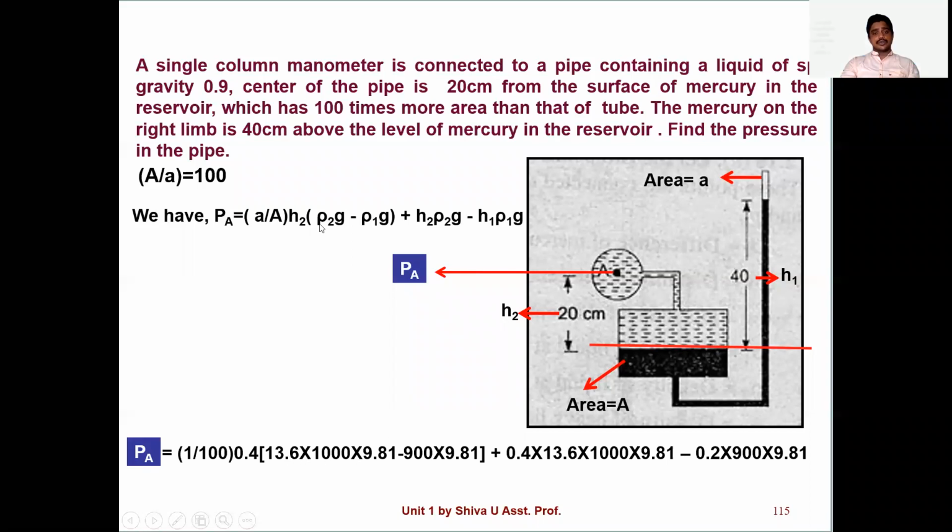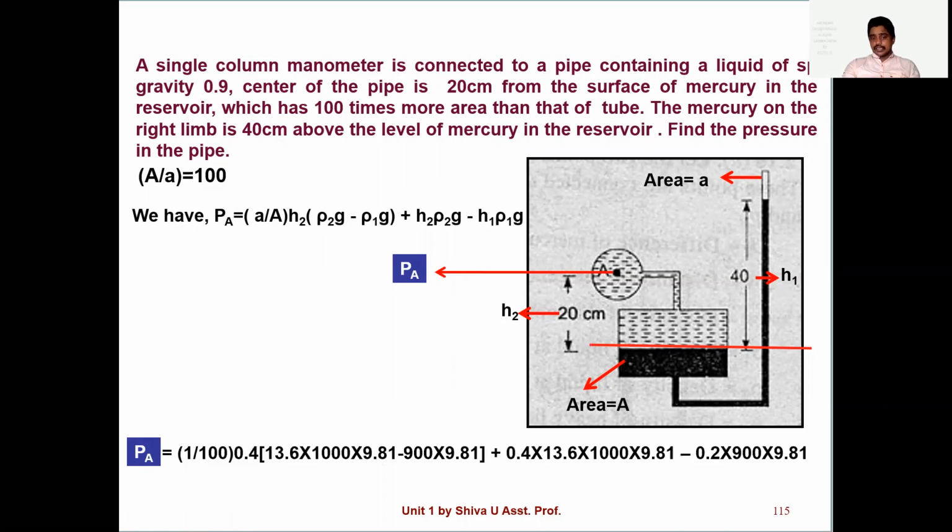And directly the rho 2 is not given in this question. But rho 2 is considered as a manometric fluid, that is mercury, which is 13.6 times the density of water. So from that I have taken the density, that is 13.6 into 1000 into G, which is 9.81, minus rho 1 G. For the rho 1 liquid, they have mentioned that it is 0.9 times the specific gravity of water.